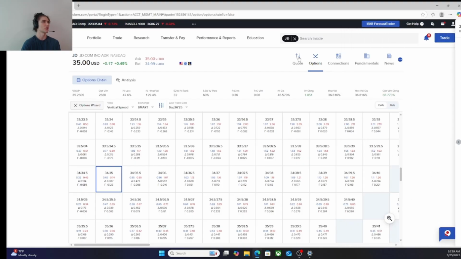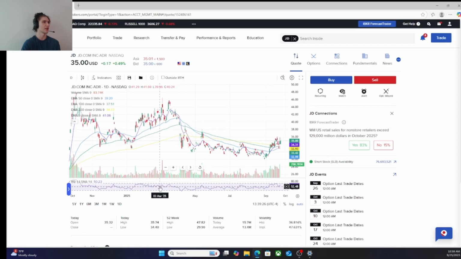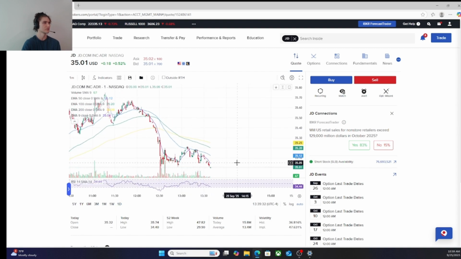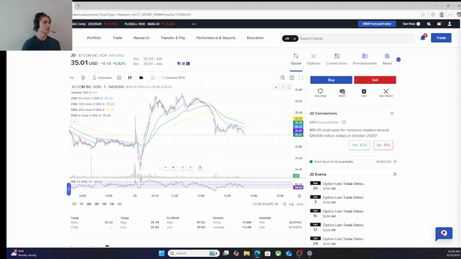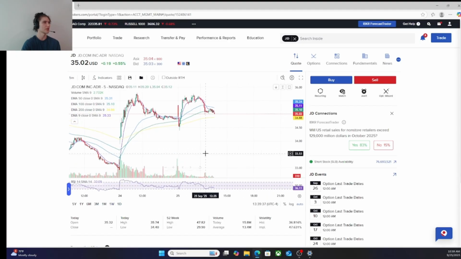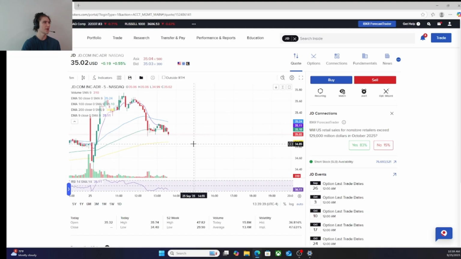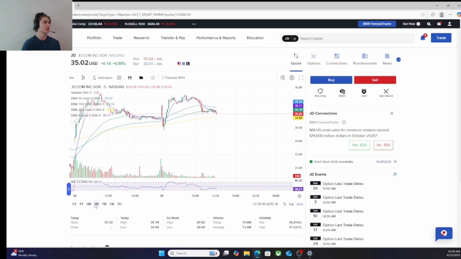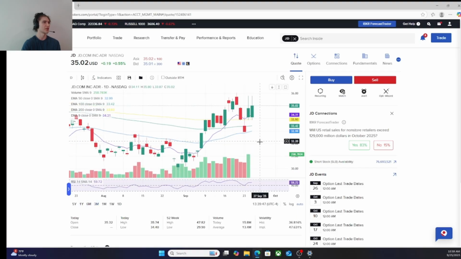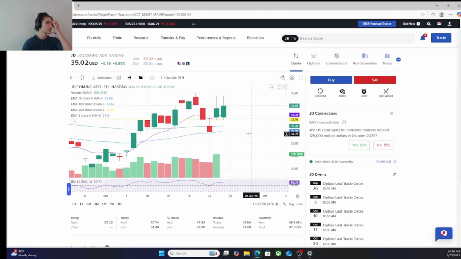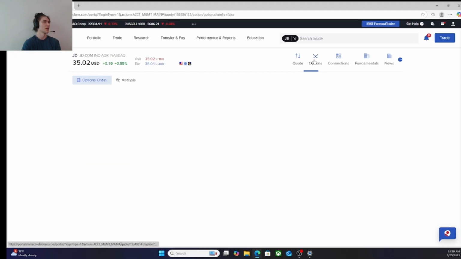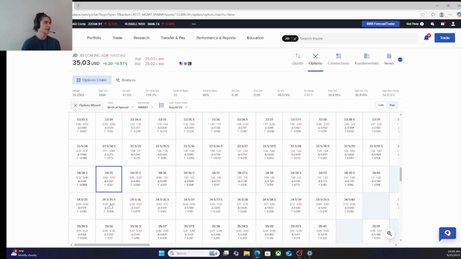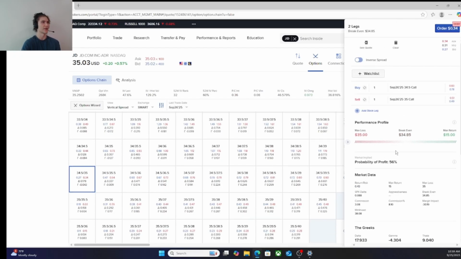Can hop back over to quote, check it out, see where we're moving at. The 1 day, 35.01. We'll check out the 1 week. Might retrace back to the 200 EMA before we get a bounce back up, but this is where the spread's going to be key here. Alright, let's place our position. I'm still thinking that the 34.5, 35 is what I'm looking for.